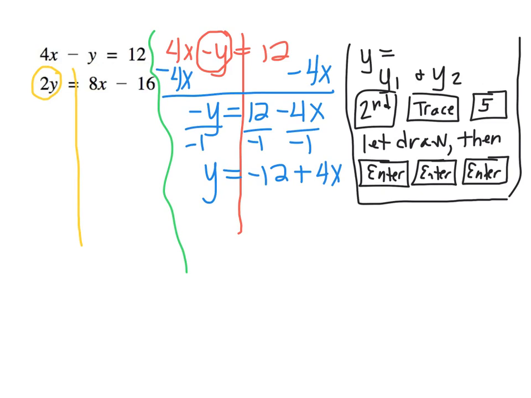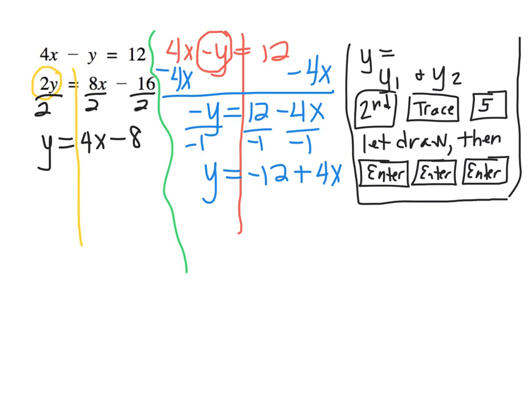So my y is being multiplied by 2, so the inverse of multiplication is division. So I'm going to divide all 3 terms by 2. And what I'm left with is y equals 4x minus 8. So now I have my 2 equations. I'm going to go into my calculator and I'm going to put in both equations. I'm going to put negative 12 plus 4x into y1, and I'm going to put 4x minus 8 into y2.